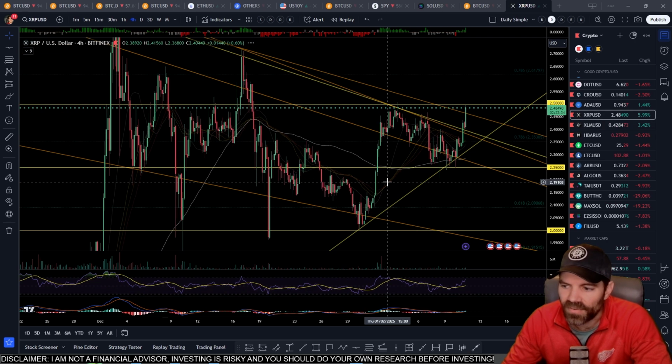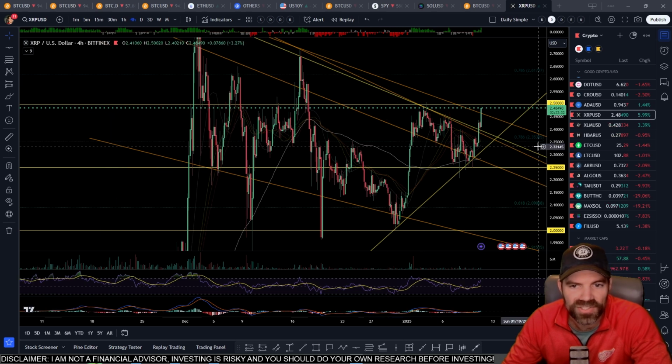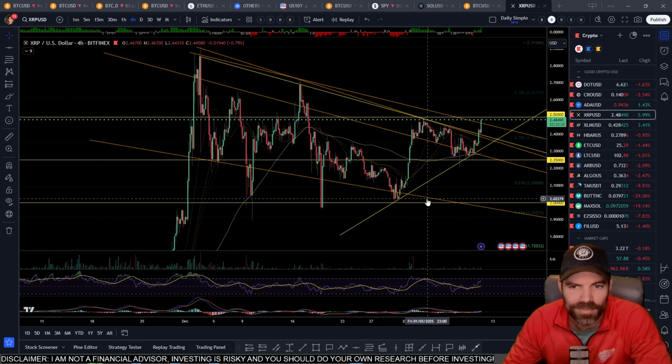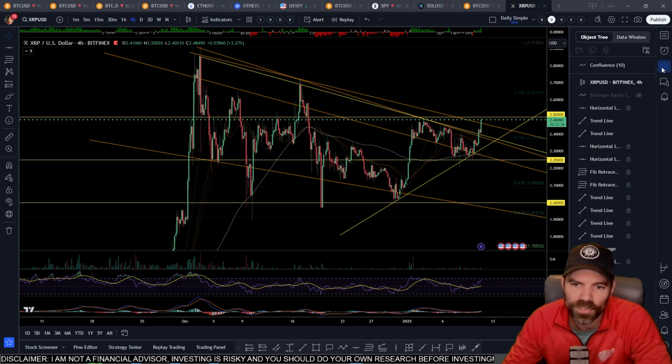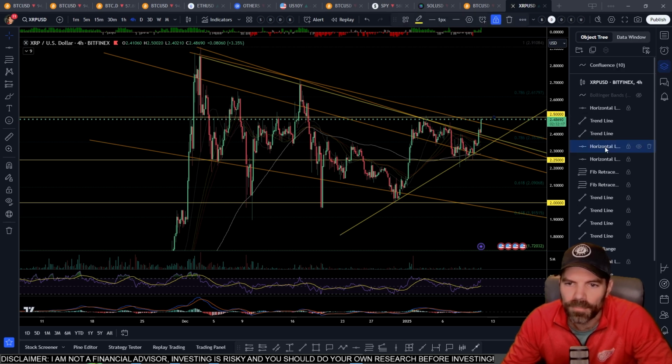So this is kind of how I like to chart. It gets a little bit messy. There's a bunch of lines. If you want to make it a little bit easier, what you can do is click this button in the top right, this little stacked box thing, and you could combine a lot of these, for example.